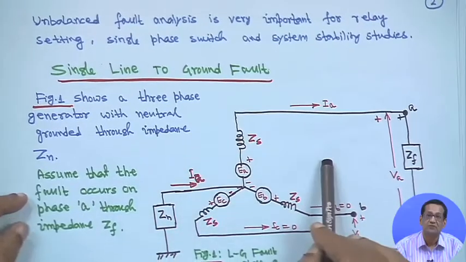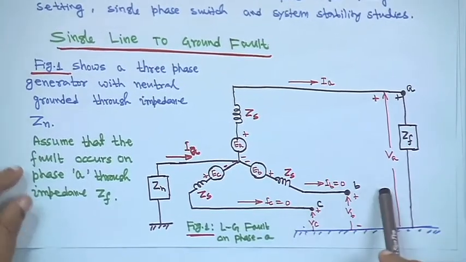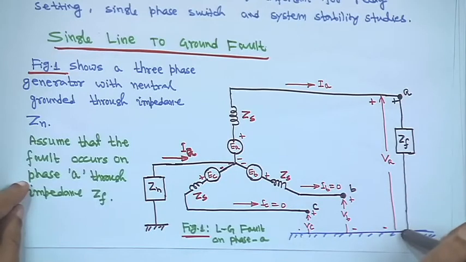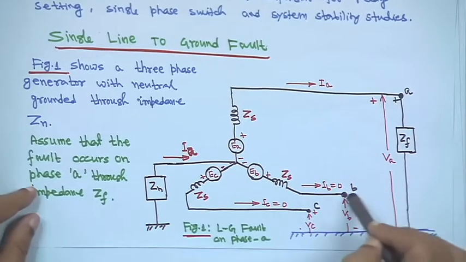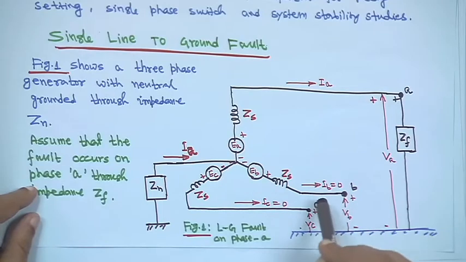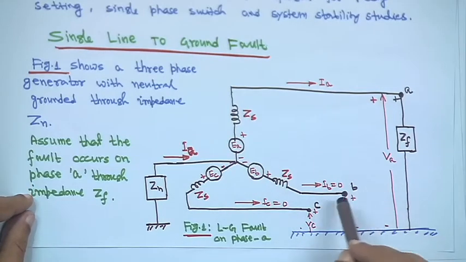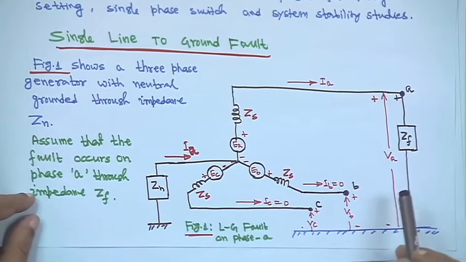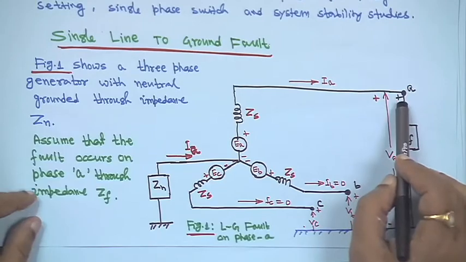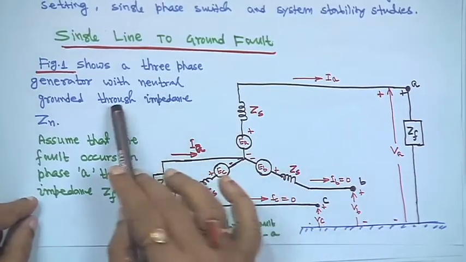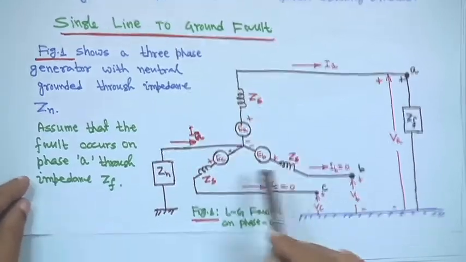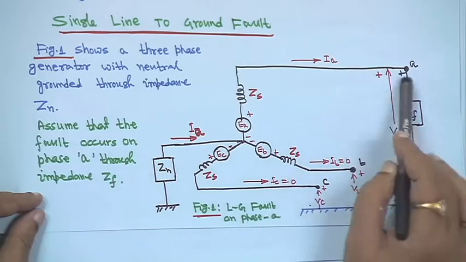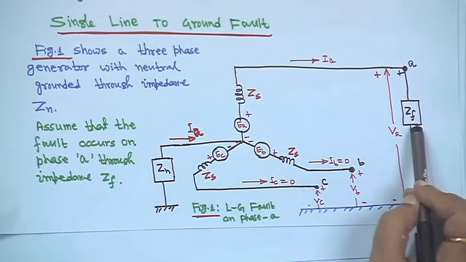Suppose this is figure 1. At phase A there is a single line to ground fault. Therefore, in phases B and C the boundary condition is that IB will be 0 and IC also will be 0, because we are assuming that the fault has occurred in phase A. This figure shows a 3 phase generator with neutral grounded through impedance Zn, and we are assuming that the fault occurs at phase A through impedance Zdf. So, a fault impedance is there.